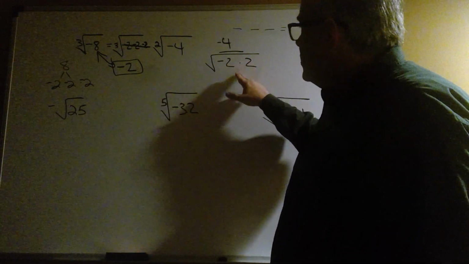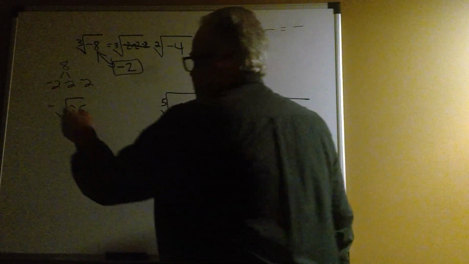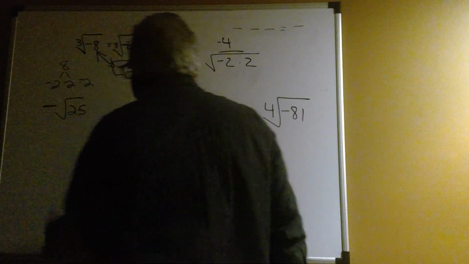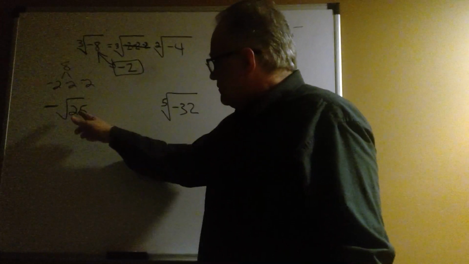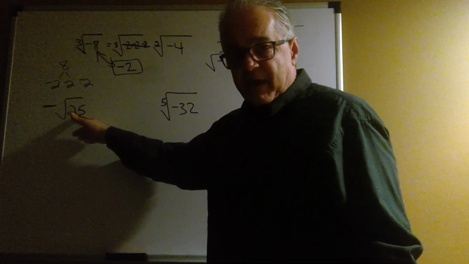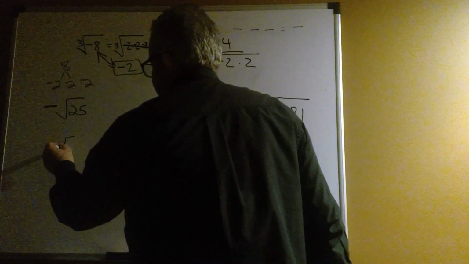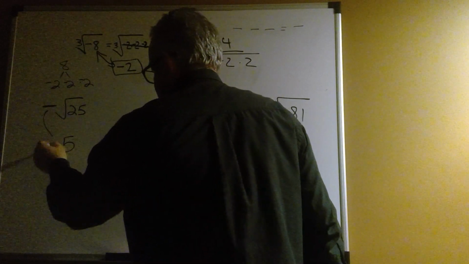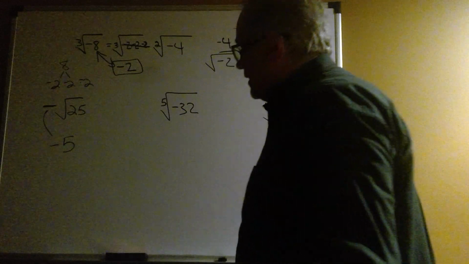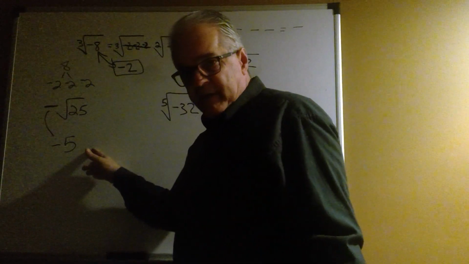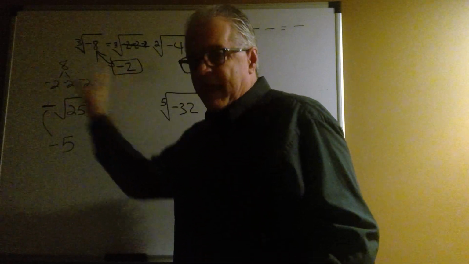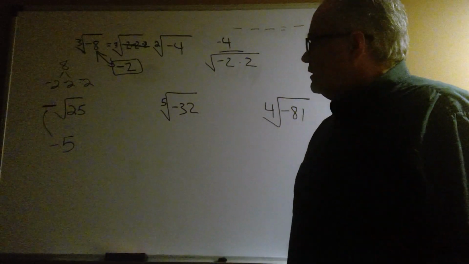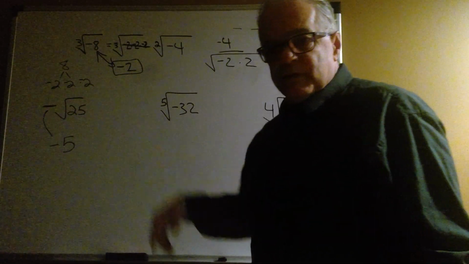Okay, so let's go on to this one, where there is a negative on the outside of the radical sign. So this is easy. I'm just going to attach the negative to the result of the square root of 25. The square root of 25 is 5, and then that negative just comes along with it, so my result is negative 5. That's how I get a negative result from a negative on the outside of the radical, and then whatever the square root is on the inside.